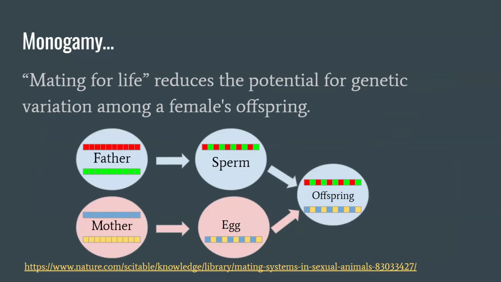Mating for life reduces the potential for genetic variation among a female's offspring, right? A female is going to produce an egg that is a combination of the genes of her parents, and the male is going to produce a sperm that's a combination of genes from his parents. And then they're going to combine, and you're going to have genes from both the female and her parents, and the male and his parents.